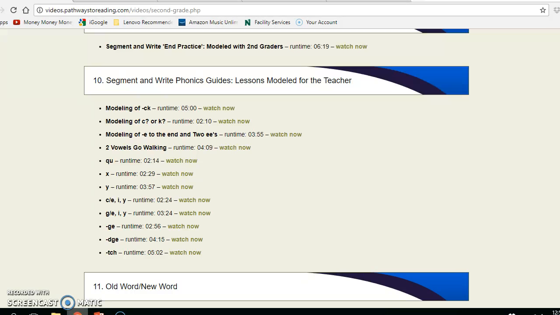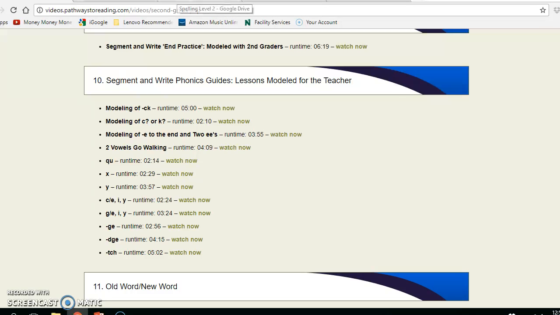Then you're going to go down to the phonics guides, and I want you to watch the modeling of CK. This is where we help children learn whether they spell the k sound at the end of a word with a K or a CK.